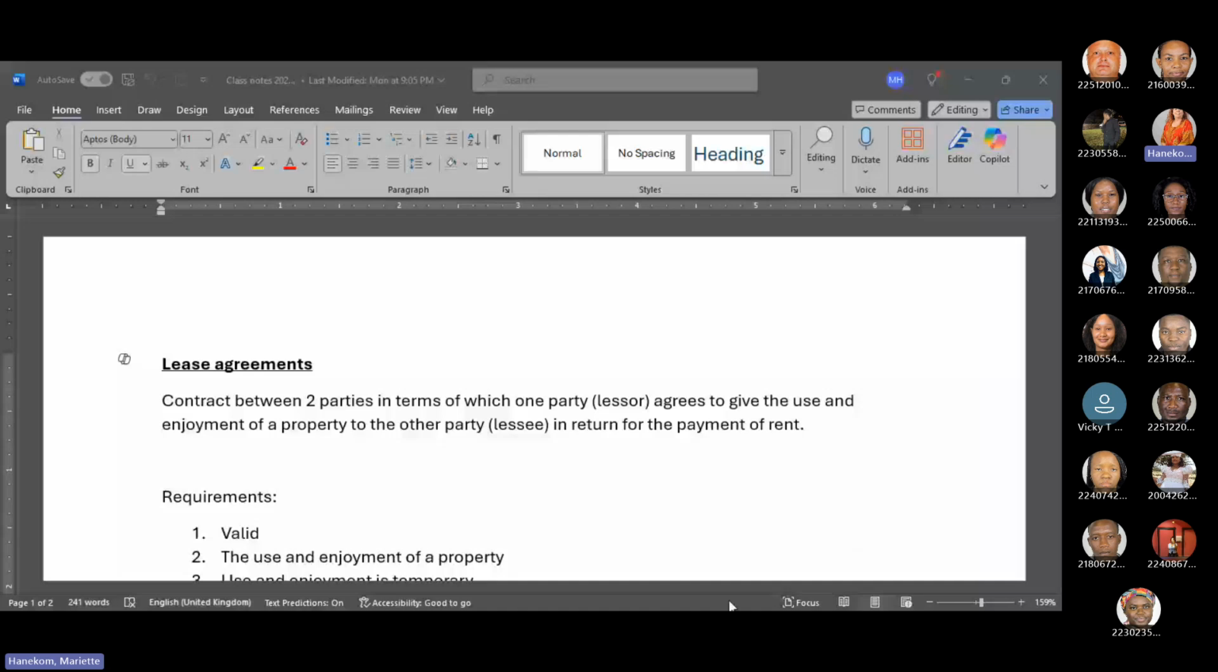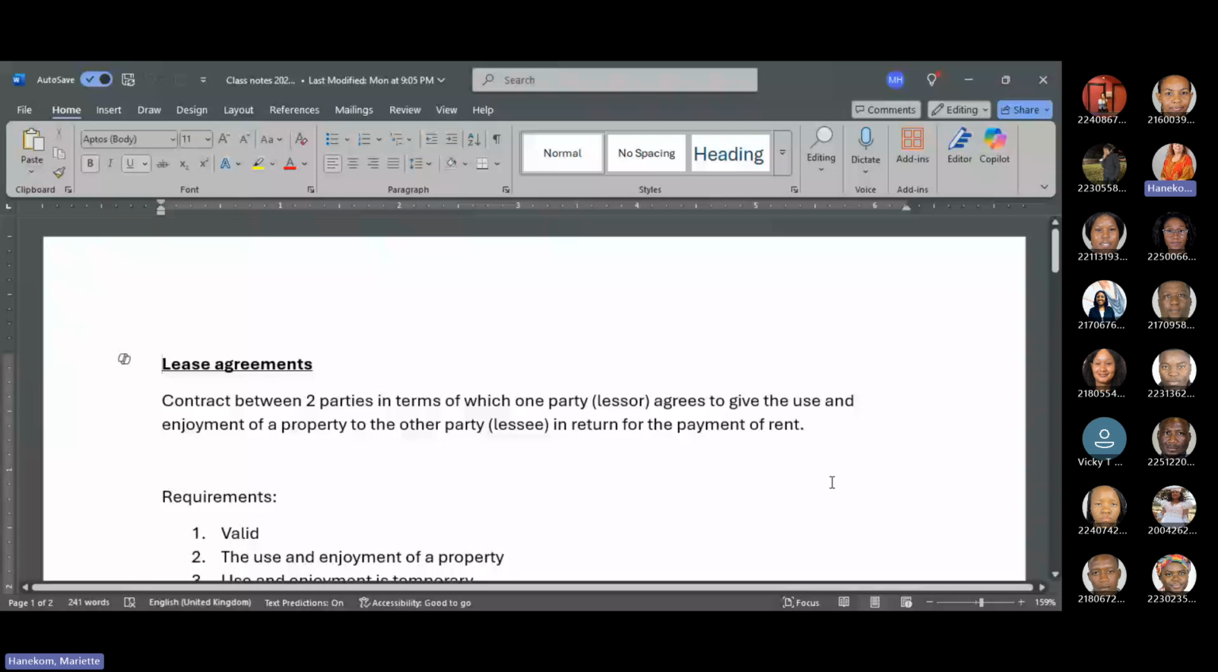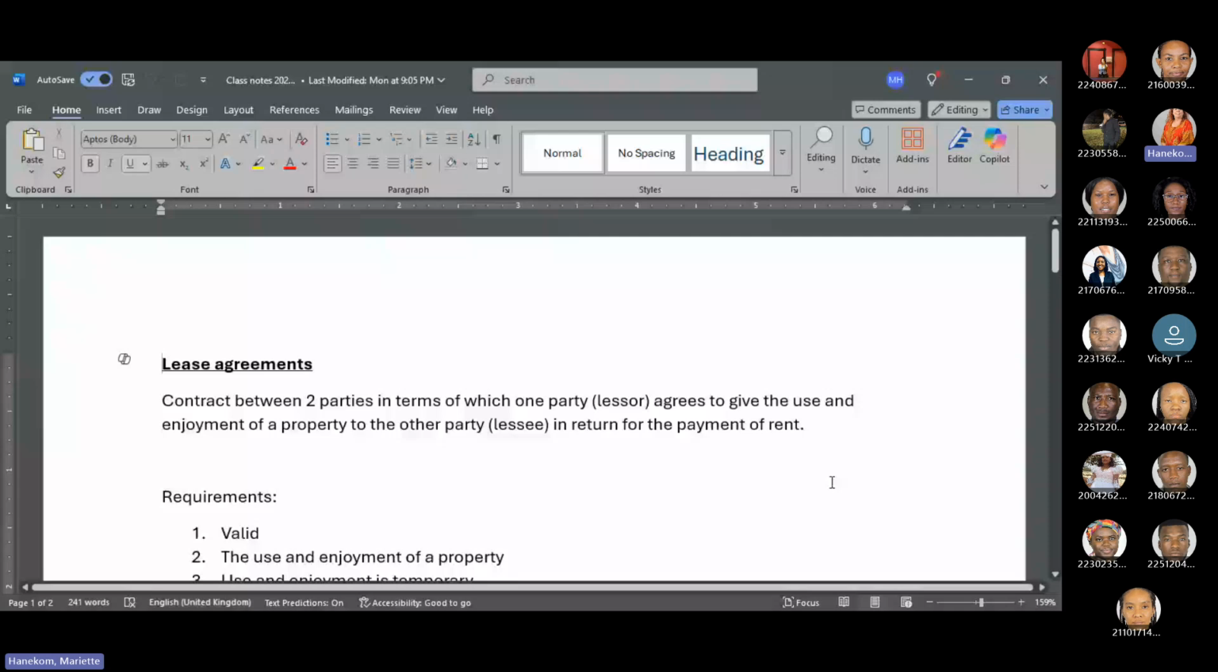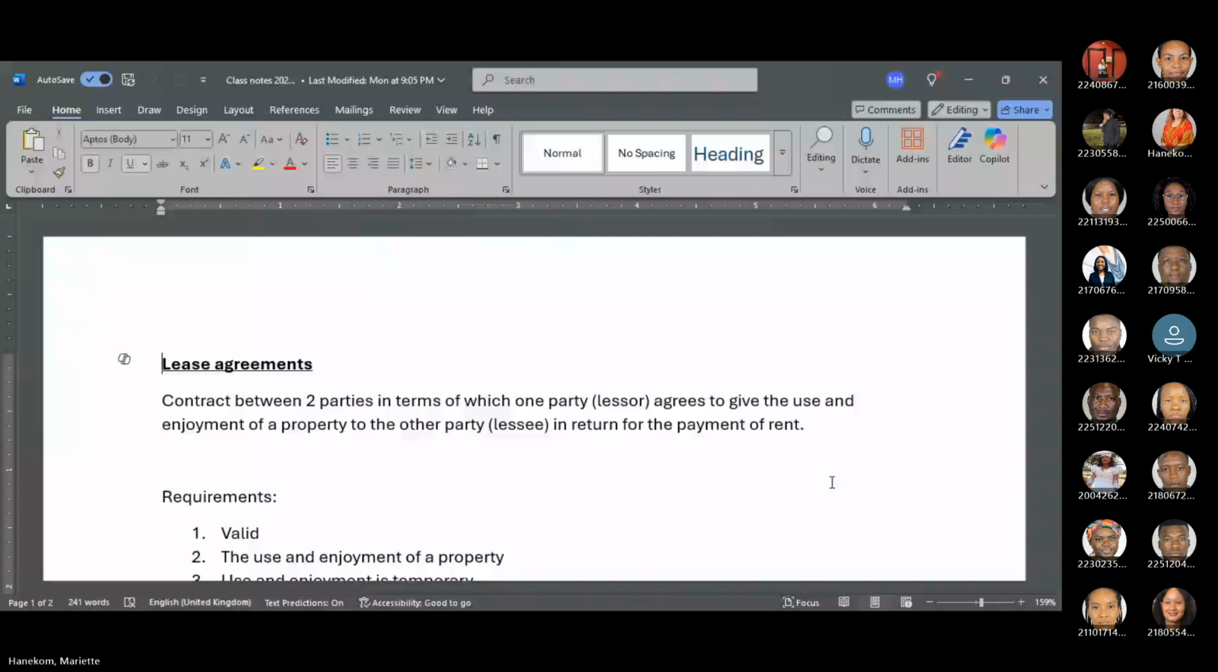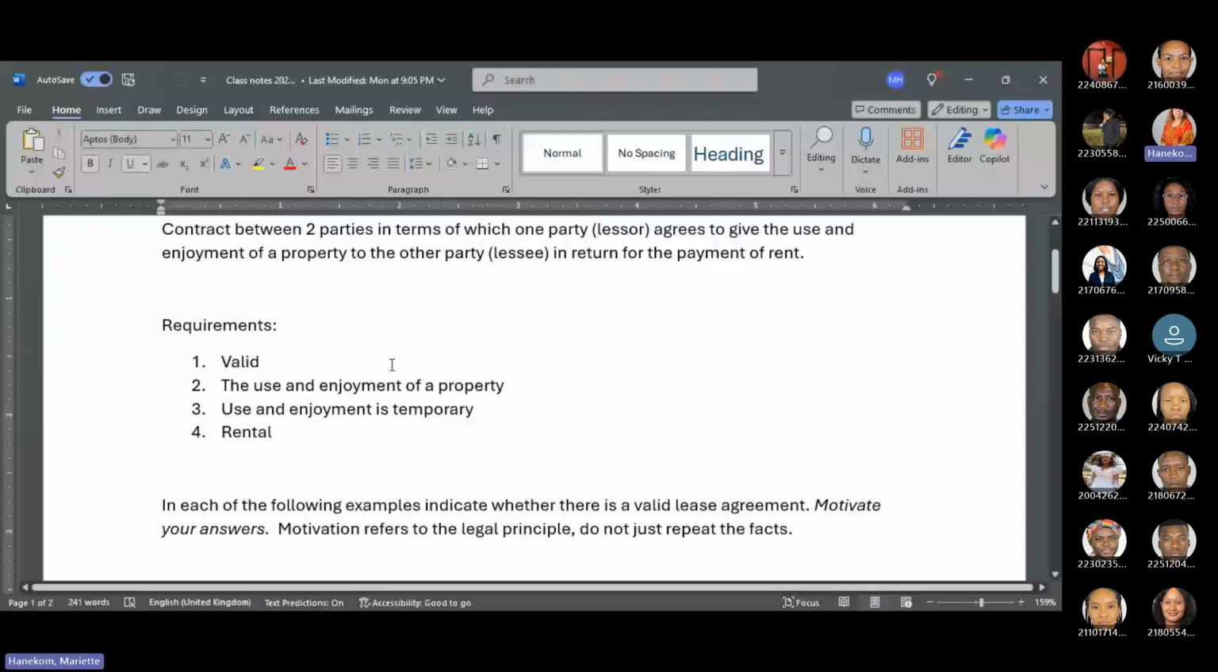So in order to know what the natural legal consequences of a lease agreement are, we need to firstly be able to identify whether a specific contract is a lease agreement or not. Requirements for a lease agreement: obviously it must be a valid contract. This contract must contain a reference to the property, because a lease is for the use and enjoyment of a property. It must specify that the use and enjoyment is temporary, and it must refer to the rental.